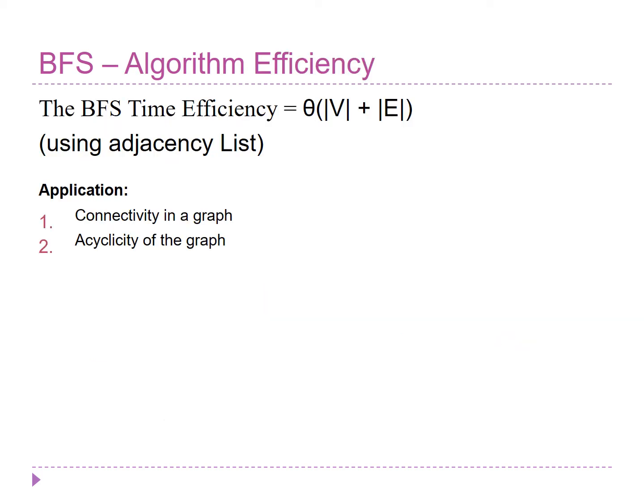The time efficiency of the breadth-first traversal is theta of the sum of the number of vertices and the number of edges. This efficiency is obtained when the adjacency list is used to represent the input graph G. Two important applications of the traversal algorithm are to find the connectivity in the graph and the acyclicity of the graph.